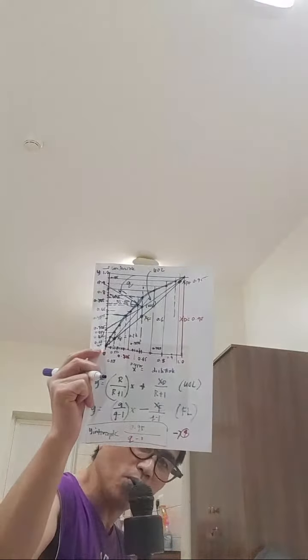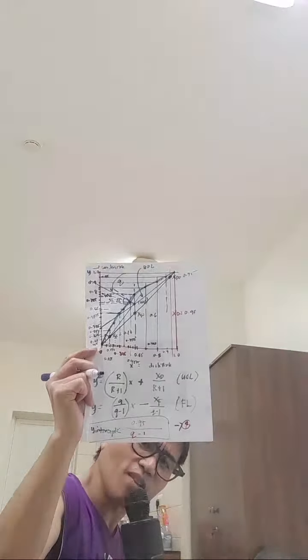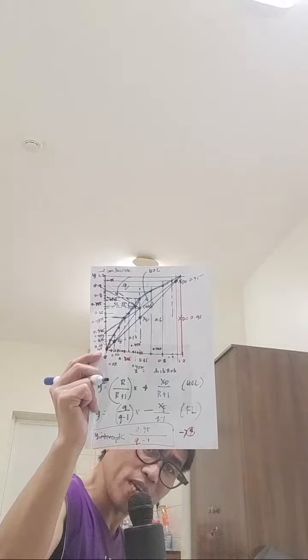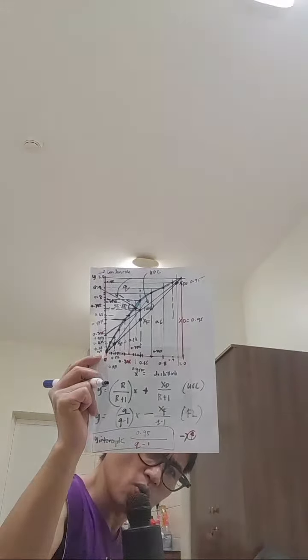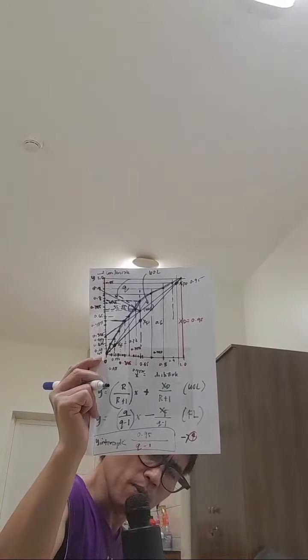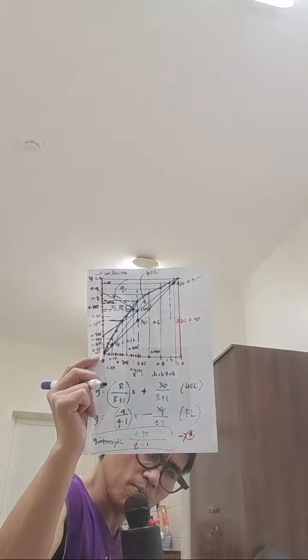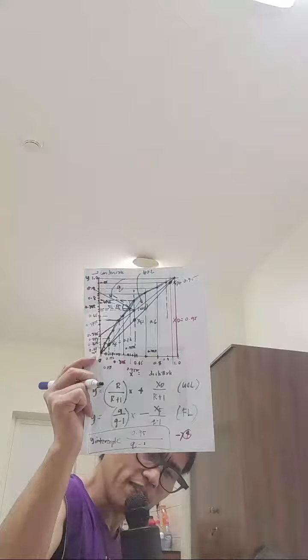Now we have connected the XW to the upper vertical, marked blue. So this is going to be our intersection among the three: the feed line, the upper operating line, and the bottom operating line.